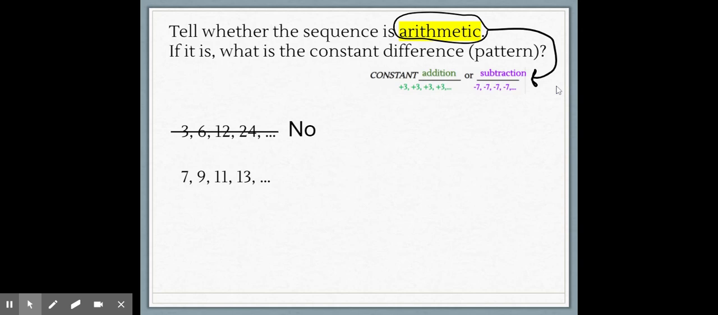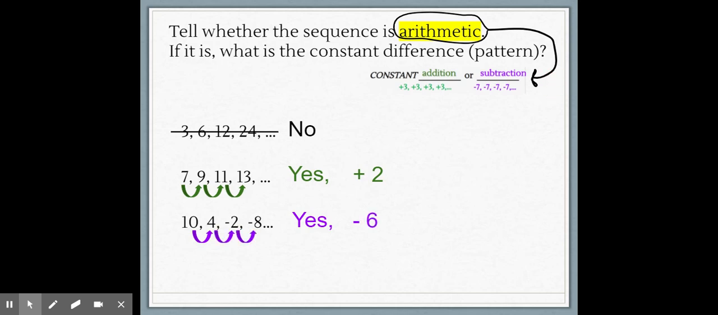What about this sequence? 7, 9, 11, and 13. Is it arithmetic? Yes, it sure is, because between each term we see a difference of 2. We are adding 2 over and over again. It's constant. Let's try this one. 10, 4, -2, -8. Is it arithmetic? Is it a constant add or subtract pattern? Yes, it is. We can see that we are subtracting 6 every single time. Constant.